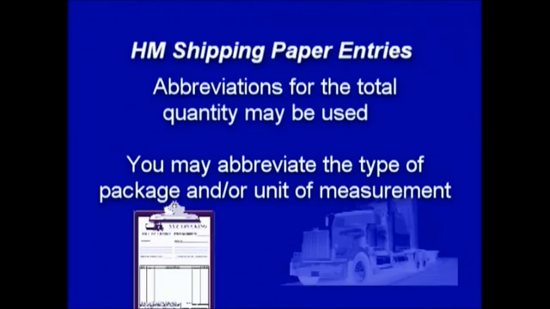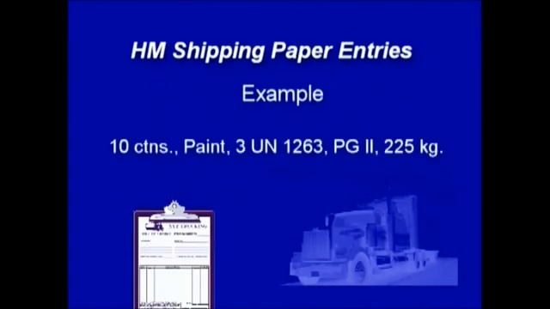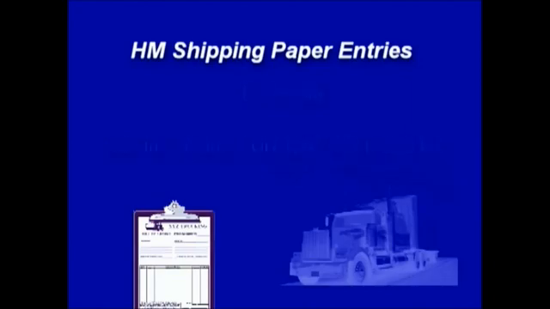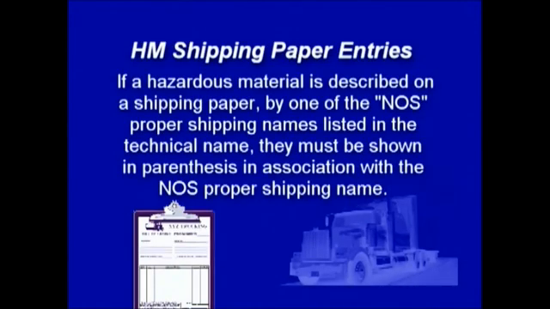Place the total quantity before and/or after the basic description. Here's an example: 10 cartons, paint, 3, UN 1263, PG Roman numeral 2, 225 kilograms. The basic description must be shown in the HMT sequence: proper shipping name, hazard class or division, ID number, and PG. If a hazardous material is described on a shipping paper by one of the NOS proper shipping names listed in the technical name, they must be shown in parentheses in association with the NOS proper shipping name.